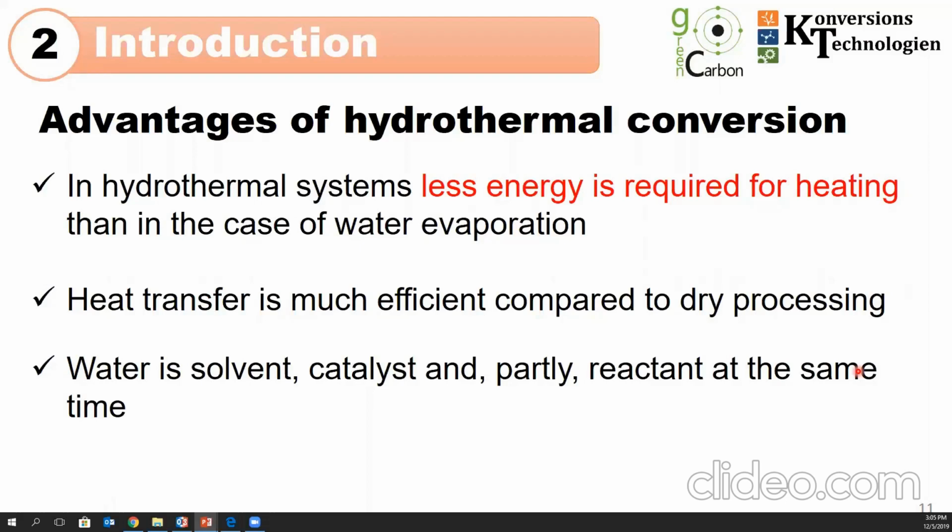Then the second point is the much better heat transfer compared to dry processing, because the liquid reaction medium has much better quicker time and also more uniform compared to the pyrolysis reactors. And in our system, water is a solvent, catalyst, and partly reactant. So if the biomass has a lot of moisture, for hydrothermal processing this is the advantage.